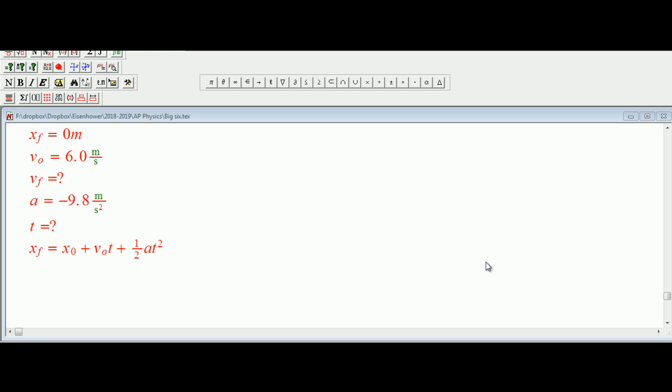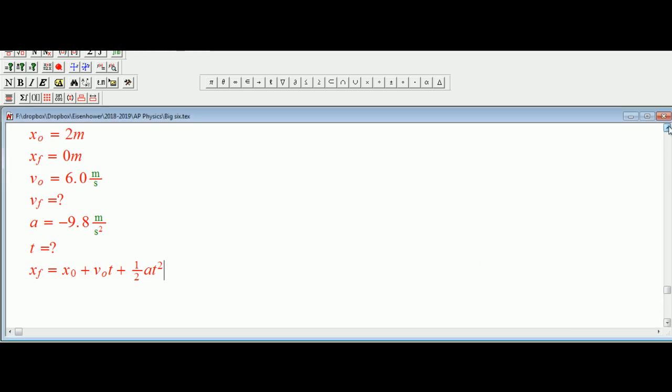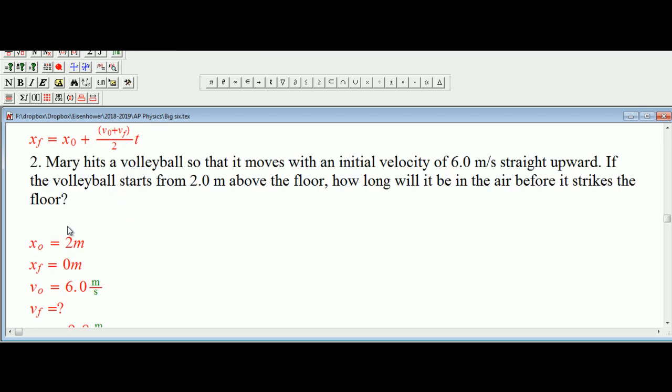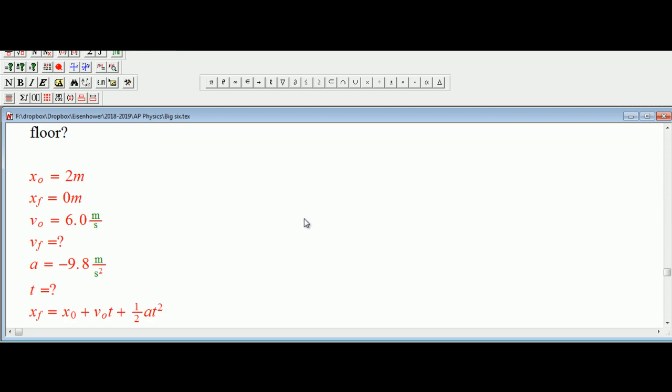Hey guys, this is problem number 2, falling objects. If you notice at the top of the problem, I have my kinematic equations, which you need to know, 1, 2, 3, and 4. Put them in order. But the first thing I did was change the x's. Since Mary hits a volleyball so that it moves with an initial velocity of 6 meters per second straight upward, all our x's should become y's. So let's take a moment and change those.